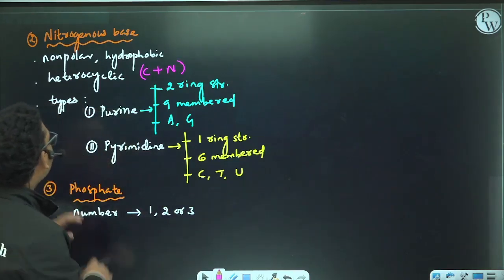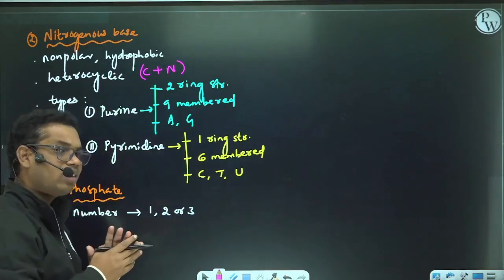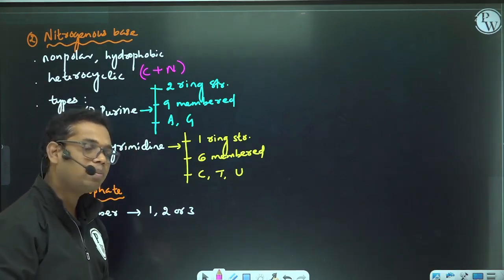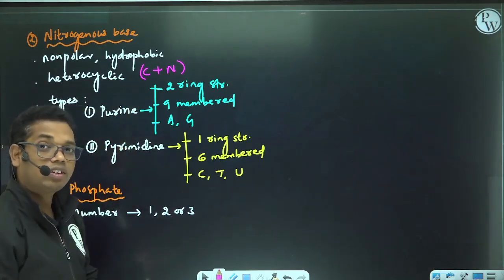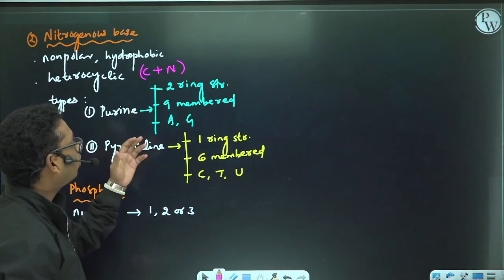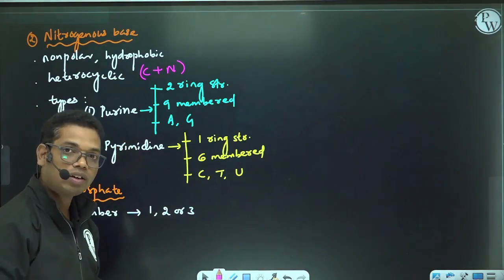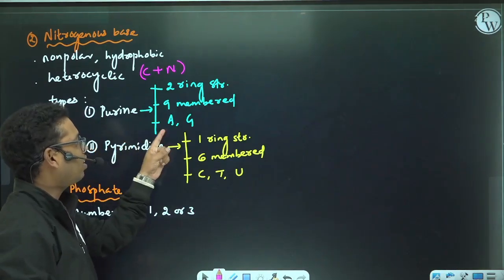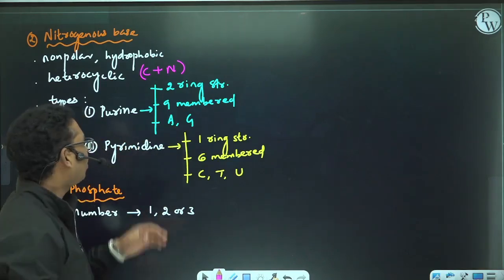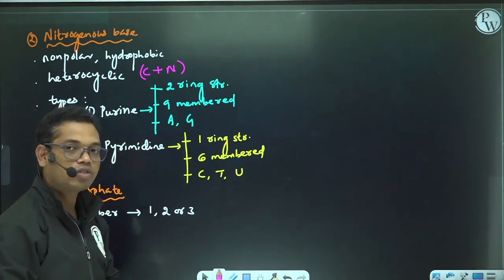The nitrogenous base which is present in a nucleotide can be purine or pyrimidine, and the purine is of two types in a nucleotide. One is adenine, another is guanine, and this purine has a double ring structure.